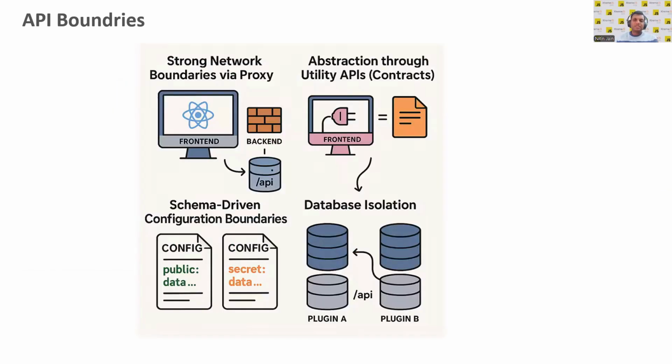Now let's move to one of the other features, which is a favorite of mine as well, which is API boundaries. Backstage is extremely strict about how the front end and the back end communicate, and this is what keeps the system maintainable. The rules are very simple. The front end talks to the back end only by using the HTTP or REST protocol. No direct imports, no shared secret code. Backend plugins never share databases. Configs are schema driven, and utility app APIs act as a contract.